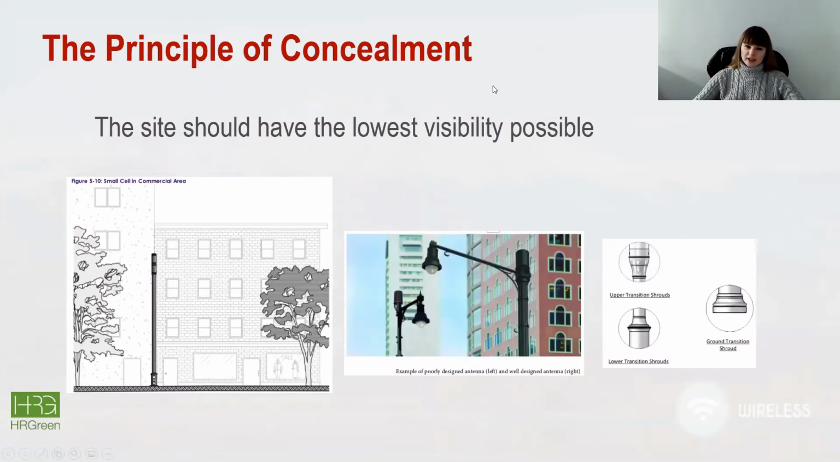The second principle is of concealment. So the site should have the lowest visibility possible. For example, you can see putting a pole in between buildings is much less intrusive than potentially putting it in front of a building, in front of a walkway, a door, a window. And similar requirements. Cable control is one of the more important and often forgotten about concealment requirements.